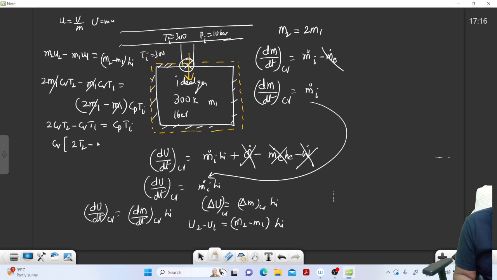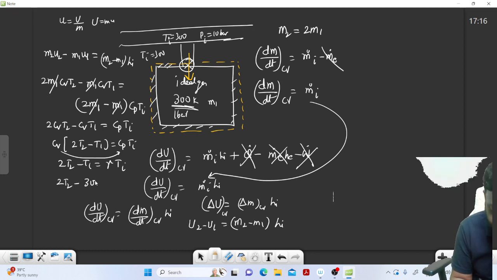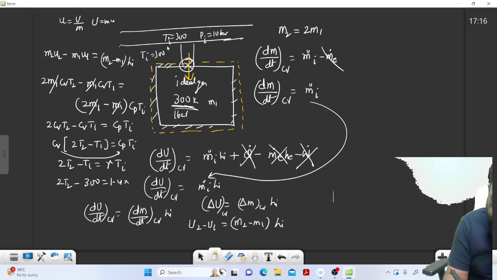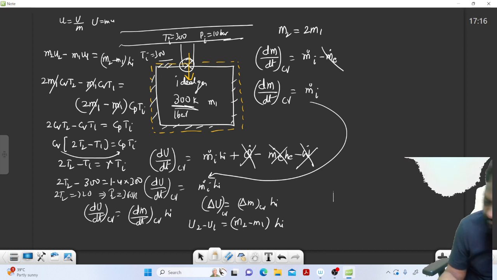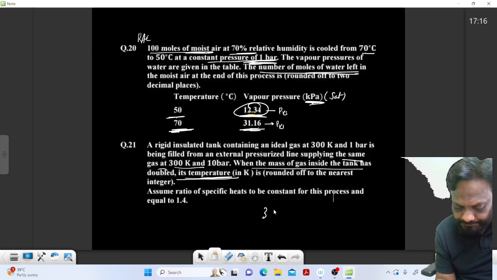So 2T2 minus T1 is equal to Cp Ti. Taking Cv to the other side, Cp by Cv is gamma, so gamma Ti. Excellent. What is T1? The initial temperature in the tank is 300. Gamma is 1.4 and Ti is 300, so 1.4 into 300 is 420. The 300 goes to the other side: 420 plus 300 is 720. So 2T2 is 720 and T2 is equal to 360 Kelvin. A good question. T2 is 360 Kelvin.